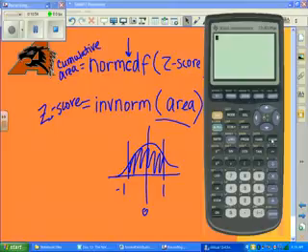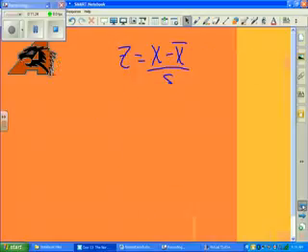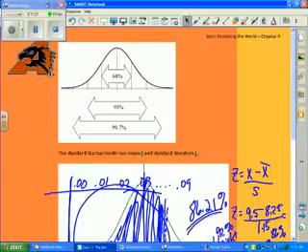So go to your calculator. On my normal CDF, I would put my left z-score, comma, my right z-score, and boom, 68.2826%. And remember from our previous notes, how much percent falls between -1 and +1? 68%. Of course, they rounded it.